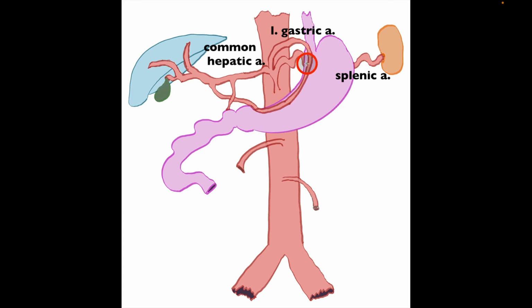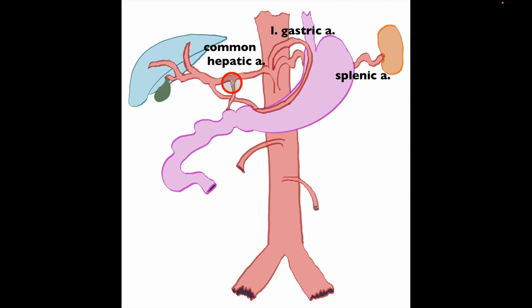This is the lesser curvature of the stomach right here. This is the greater curvature of the stomach. And the other half of the lesser curvature of the stomach, or I should say the right half, because the left gastric is serving the left half. The right half of the lesser curvature is served by this right gastric artery, which is coming off the hepatic artery proper right here. So back to the celiac trunk, we have the splenic artery, left gastric artery, common hepatic artery.